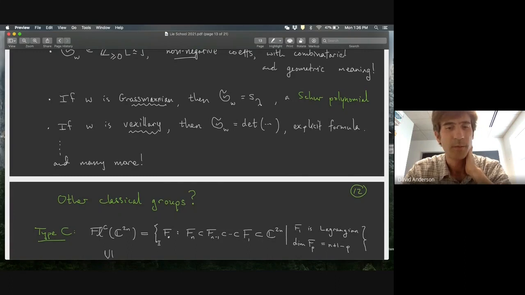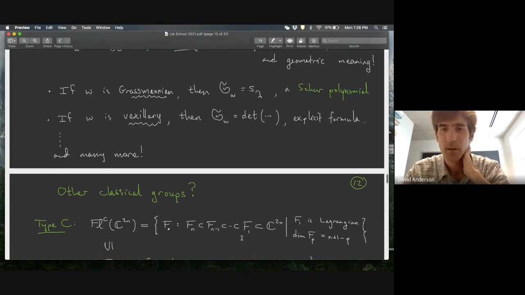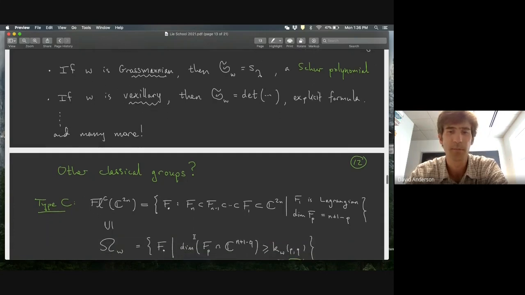So in this case, the flag variety is all chains of subspaces. And I've indexed them backwards here. You see the dimension is kind of going down instead of up, but that's okay. It's just an indexing thing. Where the biggest one is Lagrangian. So this one is going to be n-dimensional, sitting in this 2n-dimensional symplectic vector space. And so therefore all the subspaces will also be isotropic. So this is the set of all of these types of flags.